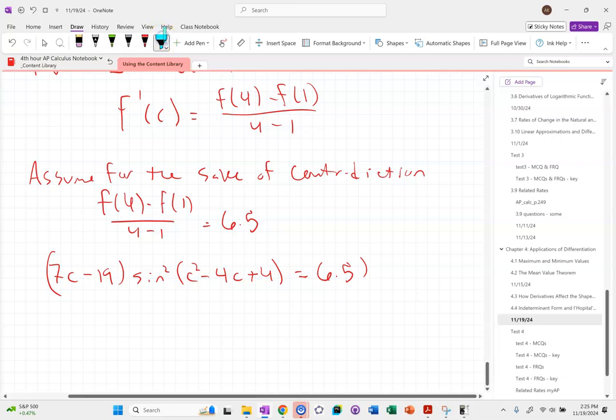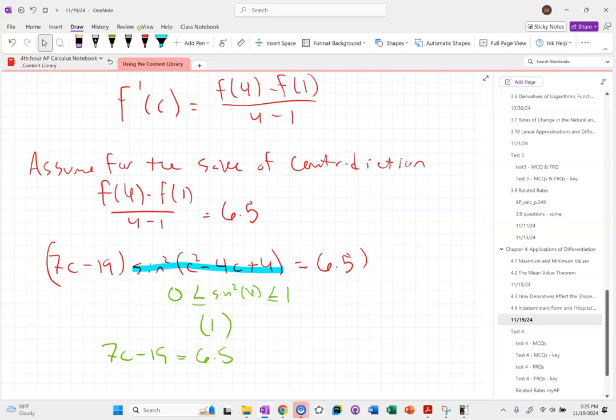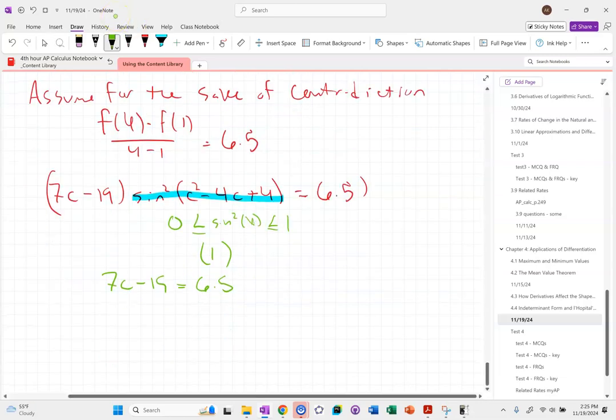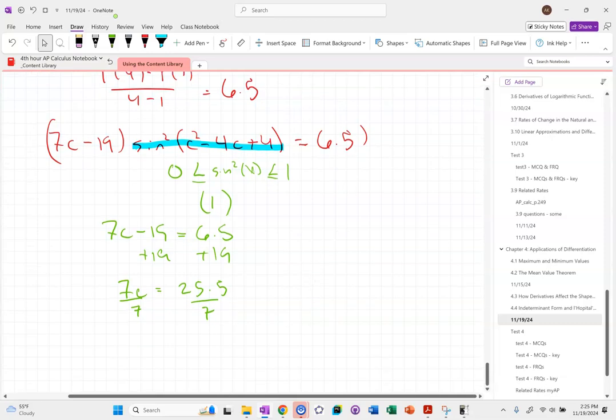So I know that sine squared has to be between 0 and 1, right? So let's just assume that it's 1, its maximum value. So basically I need 7c minus 19 to equal 6.5. So if I add 19 to both sides and then divide by 7, what do I get there?